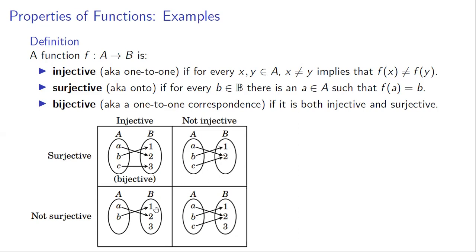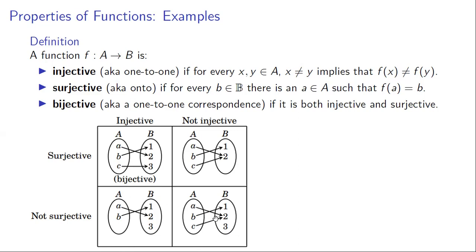Now, if we look at the bottom left, it's not surjective because here you have this 3 all by itself, nothing leading to it. So it's not surjective. This bottom left function is injective. It is injective because every input leads to a different output, meaning you don't have 2 different inputs going to the same output. So it's therefore injective.